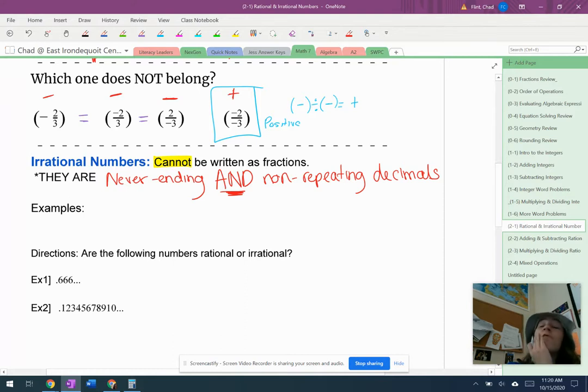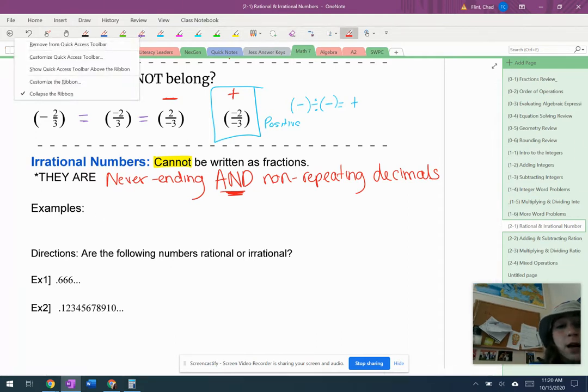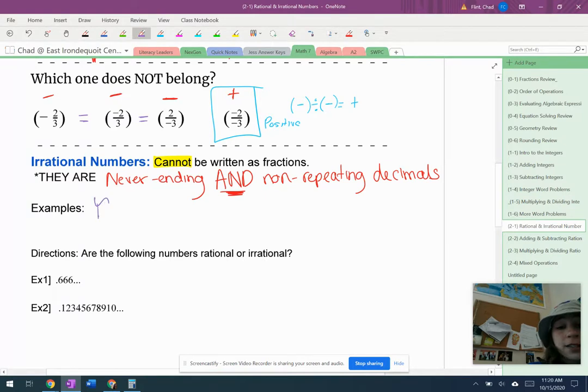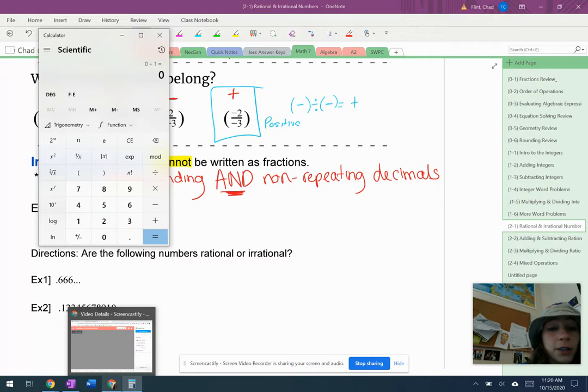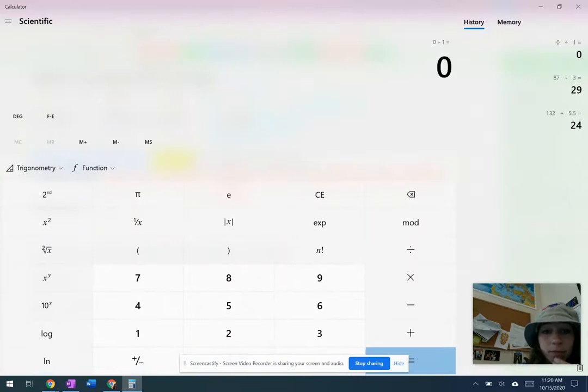So the most famous example of an irrational number is pi. It's a terrible way to draw pi. Pi is that most famous irrational number. And if you have your calculator, you can go right to your calculator and you can find the pi button. Yours will be a lot easier to find than mine. I can see a pi button on here.